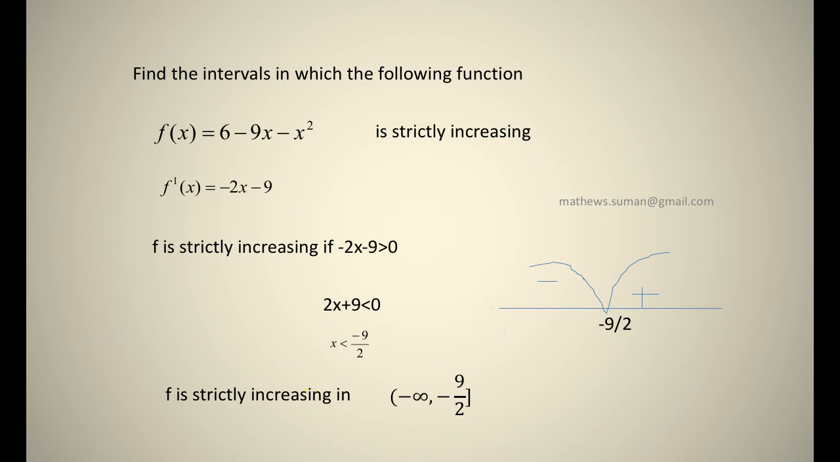Again we divide it into intervals at minus 9 by 2. So there is one interval greater than minus 9 by 2 and one interval less than minus 9 by 2. We mark alternate plus and minus. We need to find when x is less than minus 9 by 2. That would be the interval from minus infinity to minus 9 by 2, including the point minus 9 by 2.